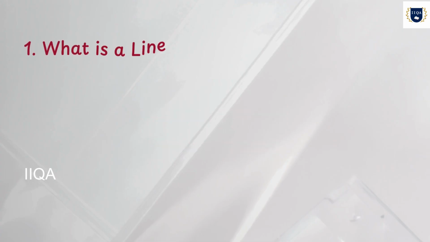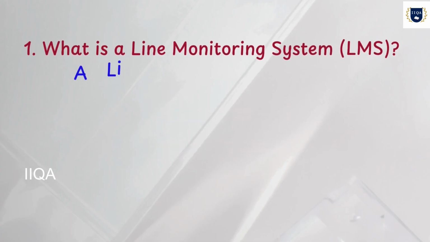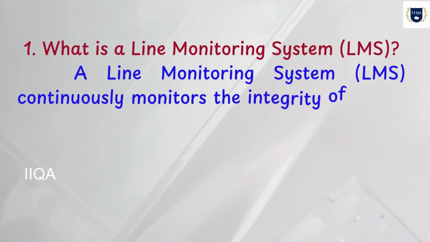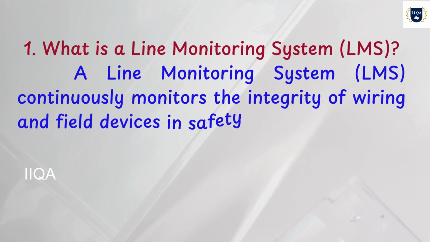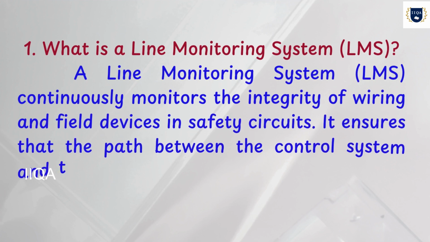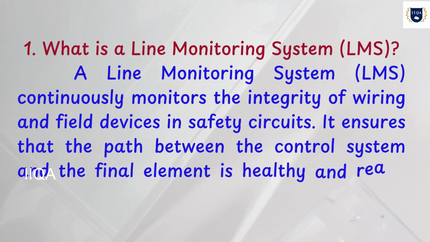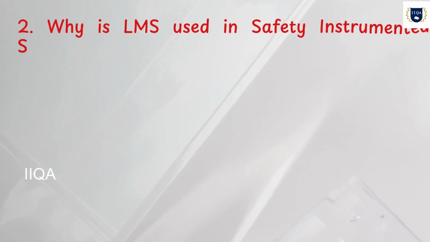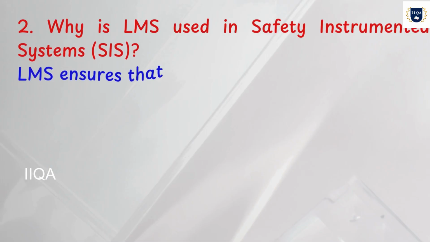What is a line monitoring system, LMS? A line monitoring system, LMS, continuously monitors the integrity of wiring and field devices in safety circuits. It ensures that the path between the control system and the final element is healthy and ready to operate when required.